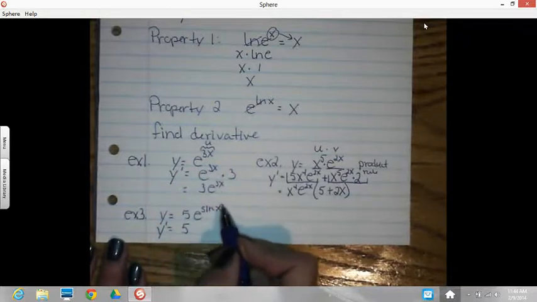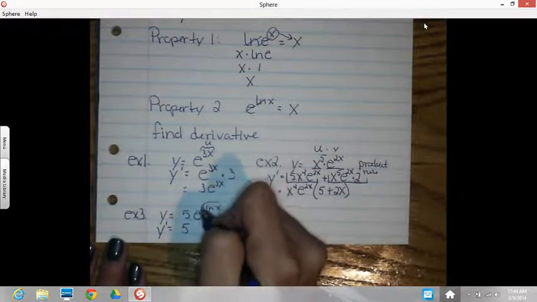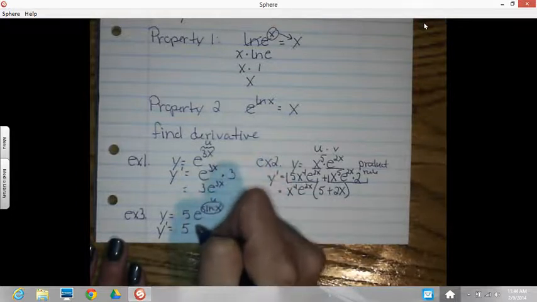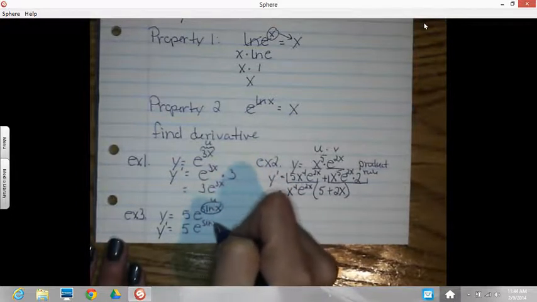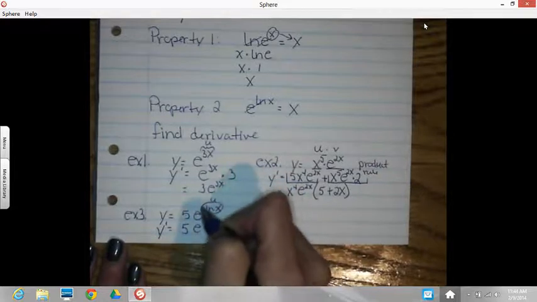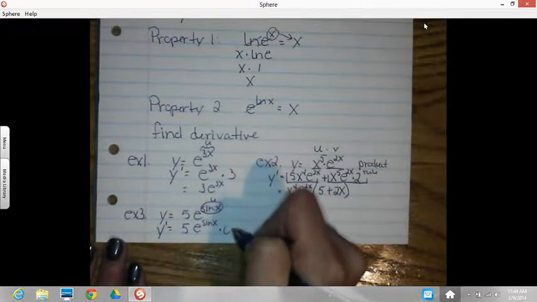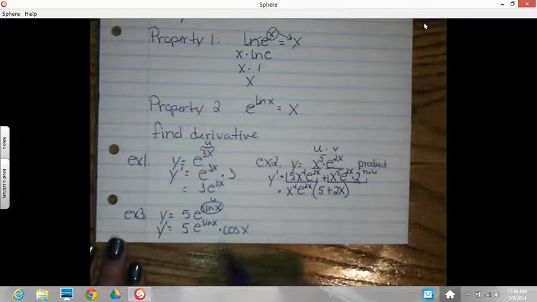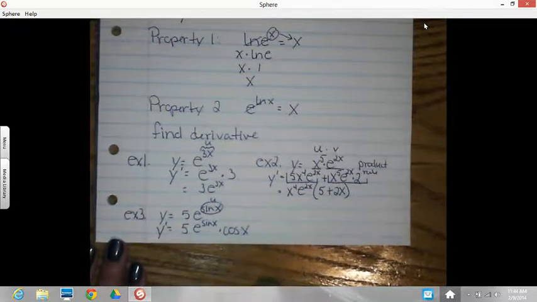E to the u, this is my u. Derivative there is itself multiplied by the derivative of the u. Derivative of sine is cosine. So 5e sine x cosine x, done.